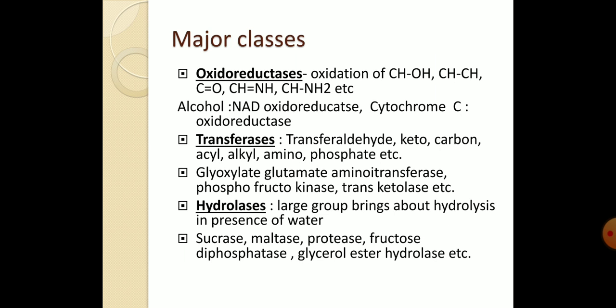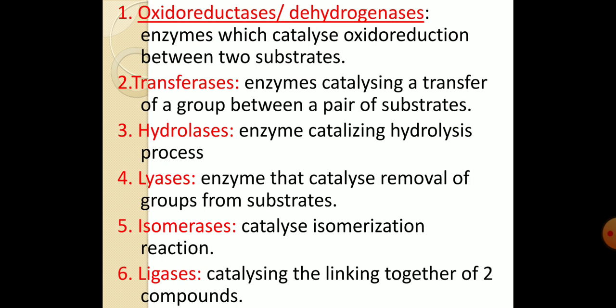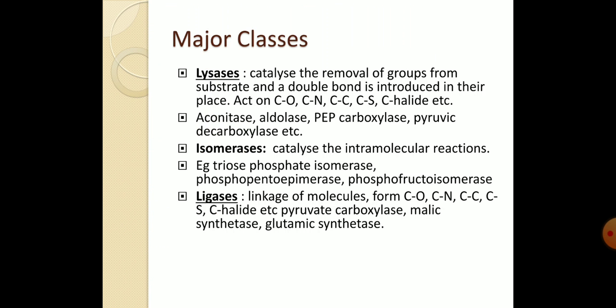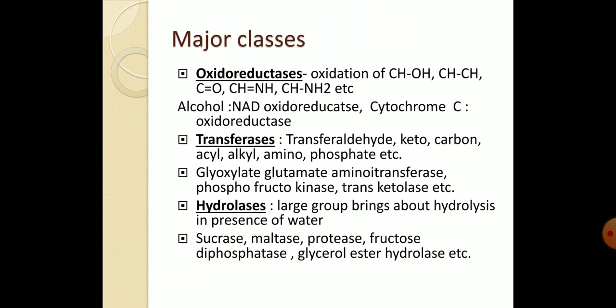Going to the major classifications, these are the 6 major classes: oxidoreductases, transferases, hydrolases, isomerases, lyases and ligases. All these are the 6 classifications of the enzymes. In the exam they will ask you to explain the classes of enzymes, usually as a 5 marks question.